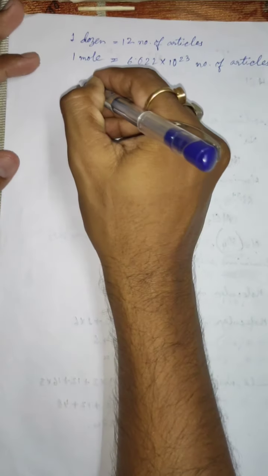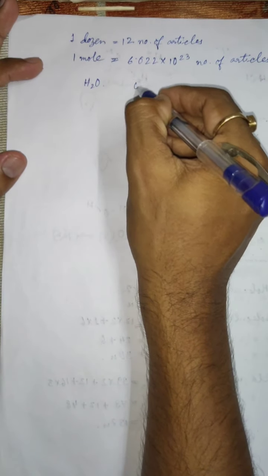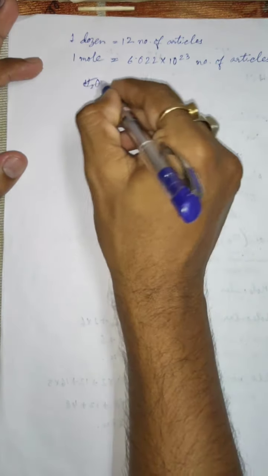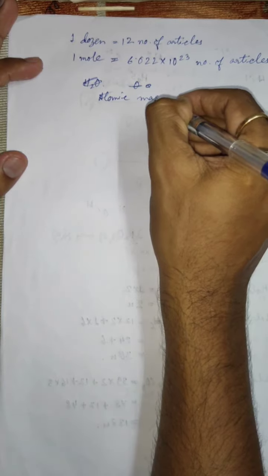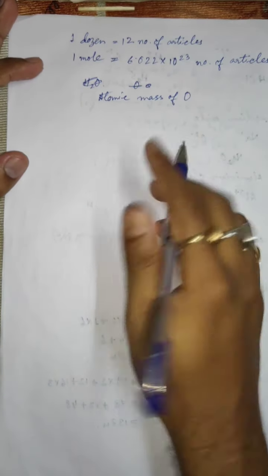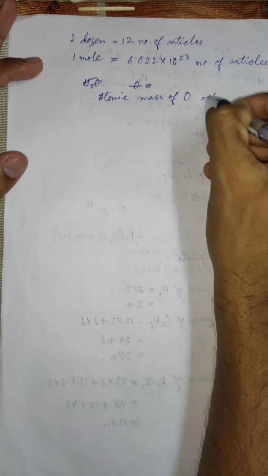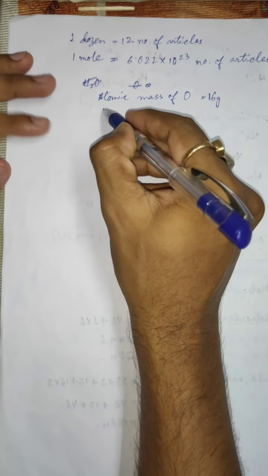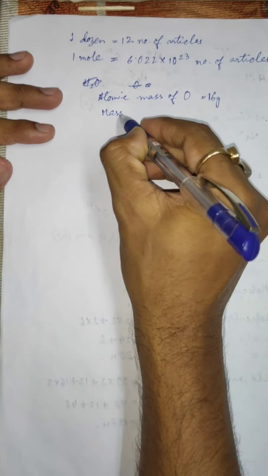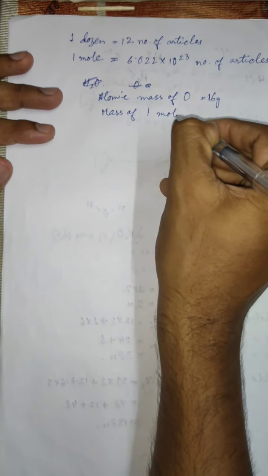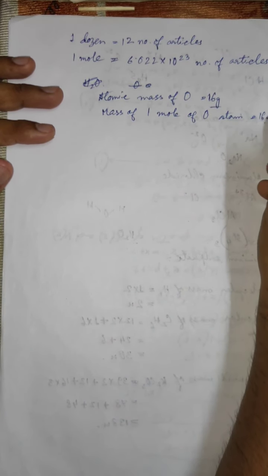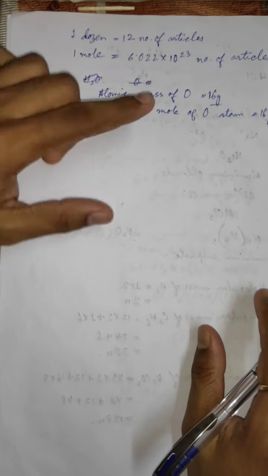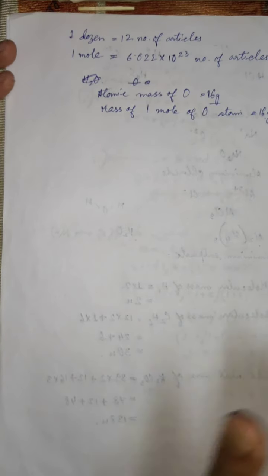Similarly, suppose I take oxygen. The atomic mass of oxygen atom is 16 gram. So the mass of 1 mole of oxygen atom is equal to 16 gram. The mass of 1 mole of oxygen atom is the atomic mass of oxygen atom.